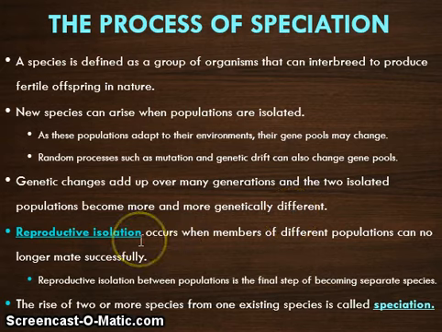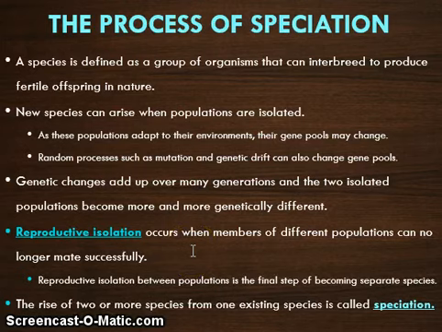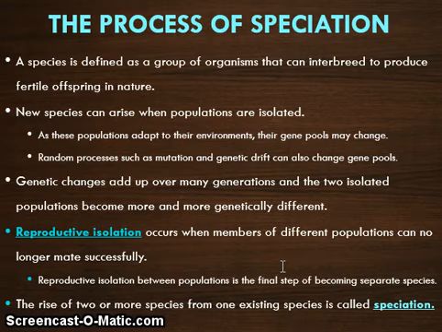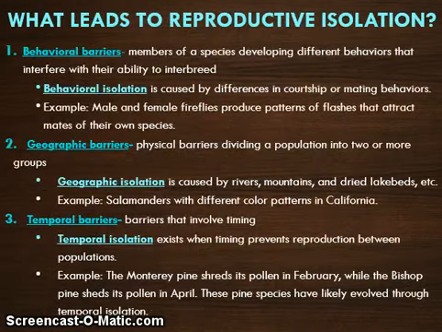So reproductive isolation is the first type of isolation, and this is where members of different populations can no longer mate successfully. They're isolated from each other reproductively. And so whenever this happens, that's the final step of speciation, and they are officially 2 different species now. So let's talk about what leads to reproductive isolation.